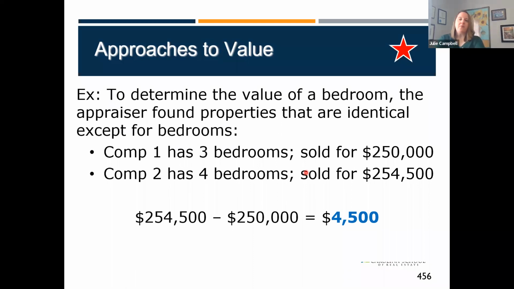You may be given information of two comps, and there's only one thing that's different between them. So for example, comp one has a three bedroom, it recently sold for $250,000. Comp two has four bedrooms that recently sold for $254,500. That's the only difference, is the number of bedrooms. Everything else is exactly the same. So based on this information, can we deduct that the value of a bedroom is $4,500? Because that's the only thing different. Everybody see what we did there? You may see this.